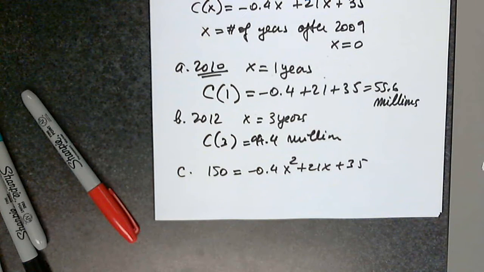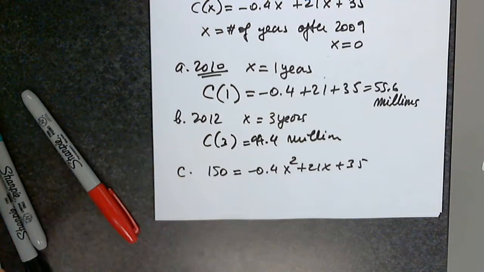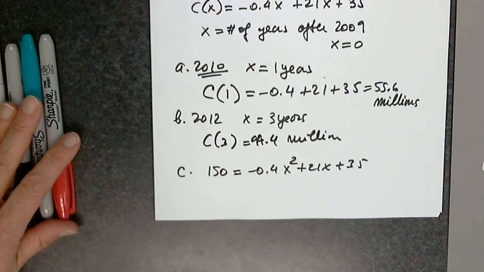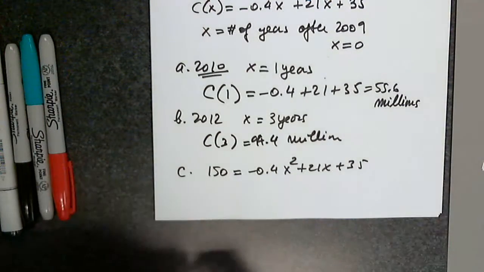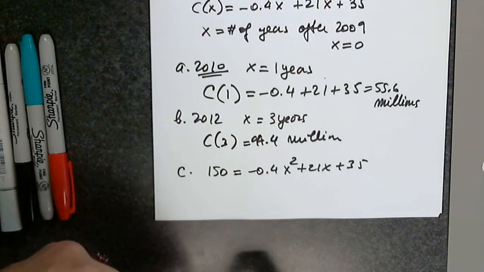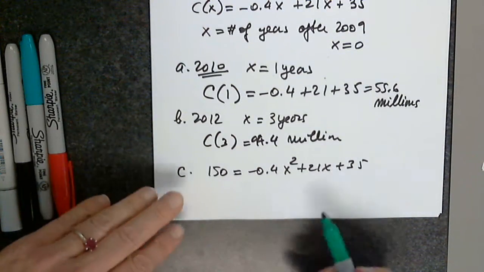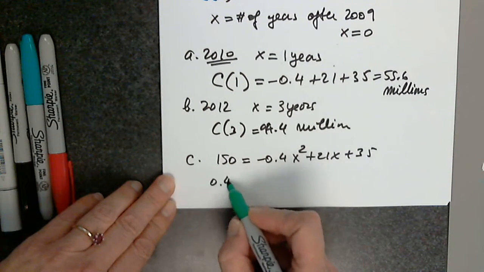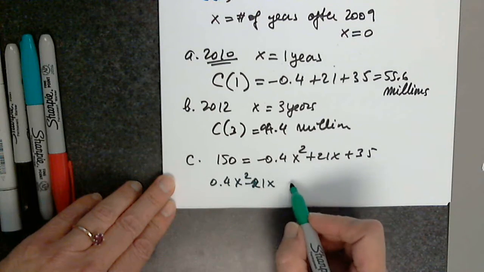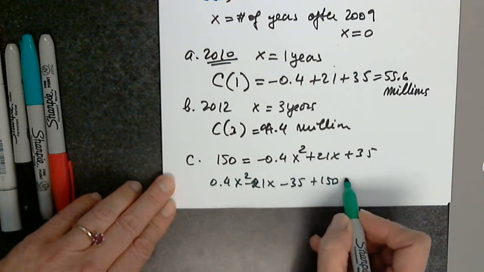So y is given now, it's 150. And I have to replace it in the equation because c of x or y, they mean the same thing, correct? So then I will have to, of course, the only method that I will ever think of in this case is, of course, let's move everything to one side. 0.4x squared minus 21x minus 35 and plus 150 equals 0.